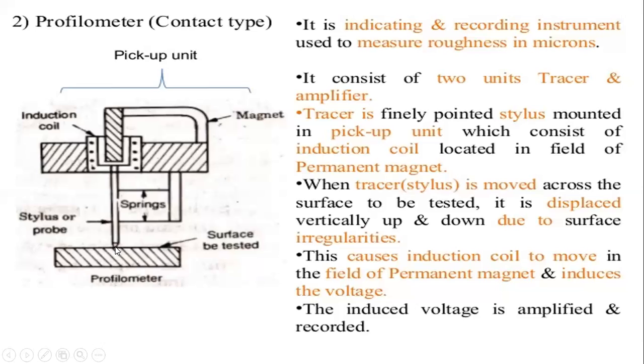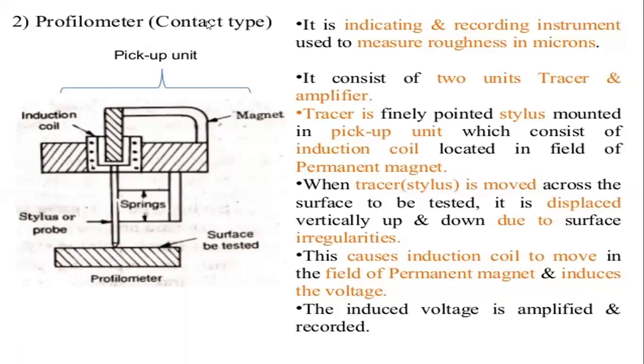Whenever the stylus meets roughness in the surface, it moves in the upward motion, and it moves through the magnet which is attached to the induction coil. So here the waves can be generated in magnetic form in the induction coil. This is moved by the pickup unit. These are all the pickup unit, and it is sent directly to the amplifier unit.